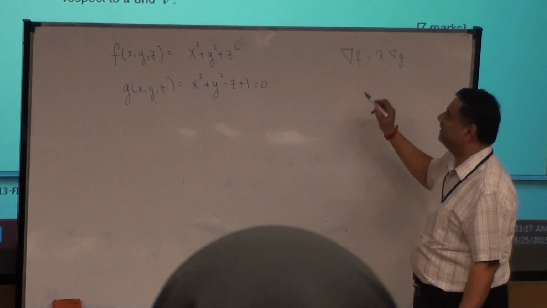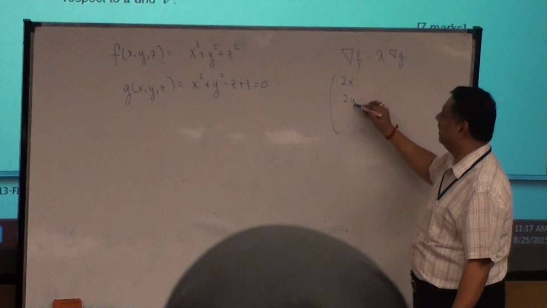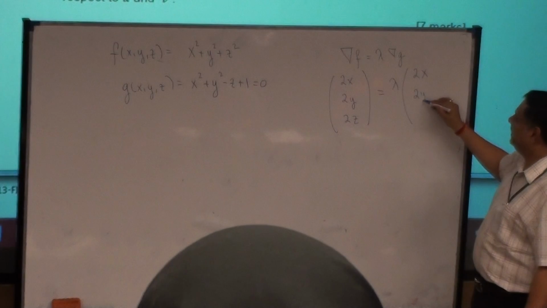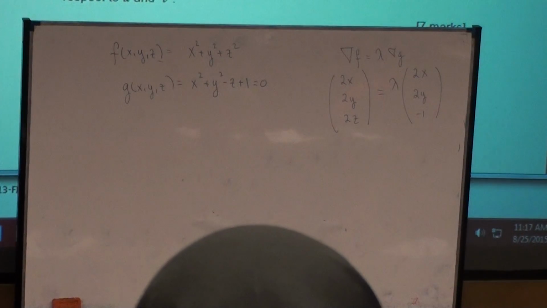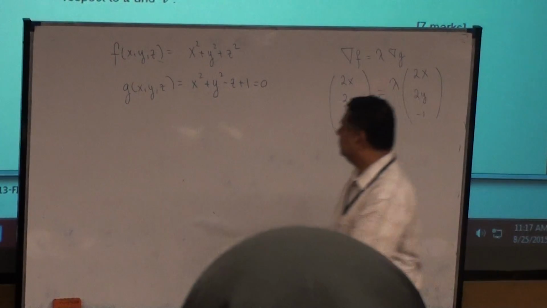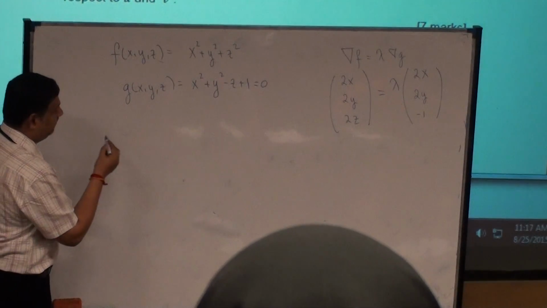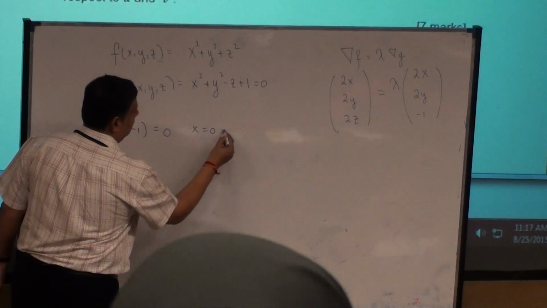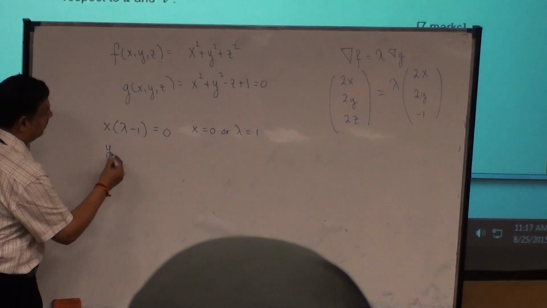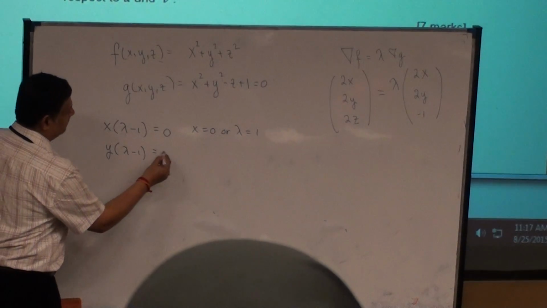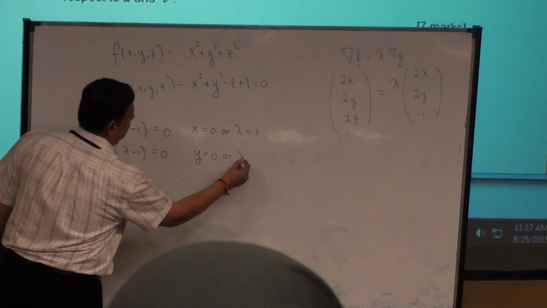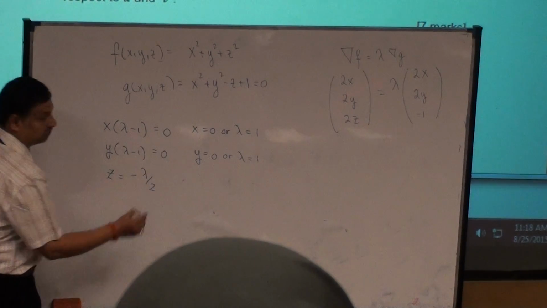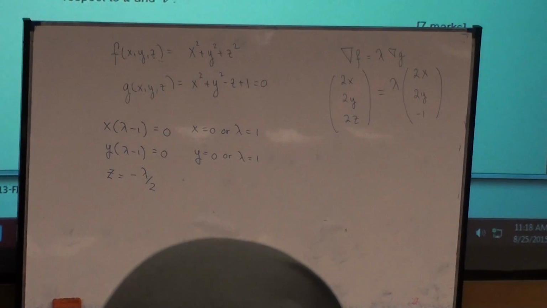So this is going to be (x, y, z) equals lambda times (x, y, minus 1 over 2). So this implies that from the first equation, x times (lambda minus 1) is equal to 0. So this means x equals 0 or lambda equals 1. Next one, y times (lambda minus 1) is equal to 0. So y equals 0 or lambda equals 1. Last one is z equals minus lambda over 2. So these are the 3 equations that come up from Lagrange multipliers.